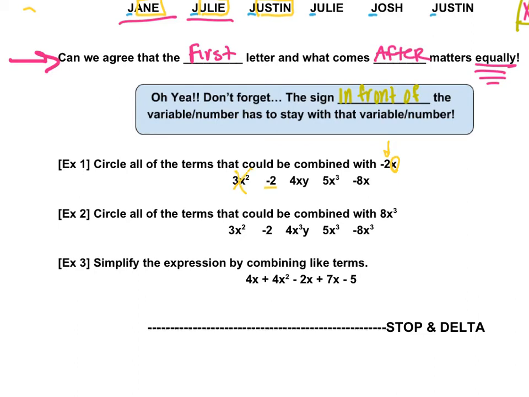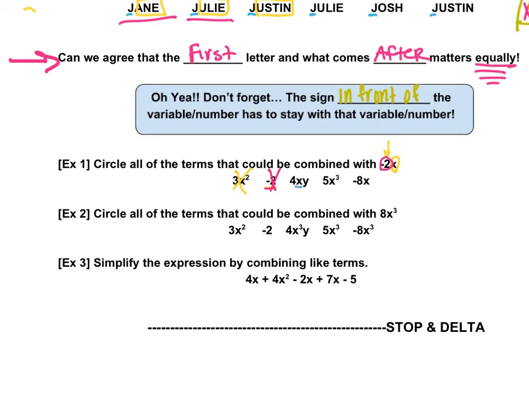This one I put in here to kind of trick us. So this is negative 2 x's. This is just negative 2. It doesn't even have an x. So we don't even know, we're not talking about the same thing at all. It doesn't even start with the same thing because this doesn't even have an x. So this is definitely not a like term.